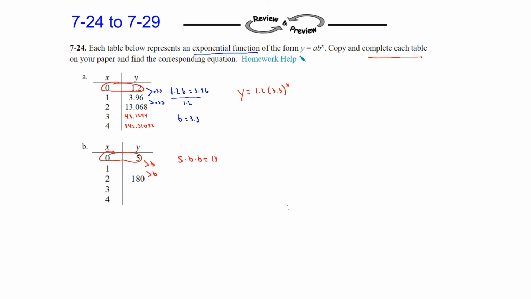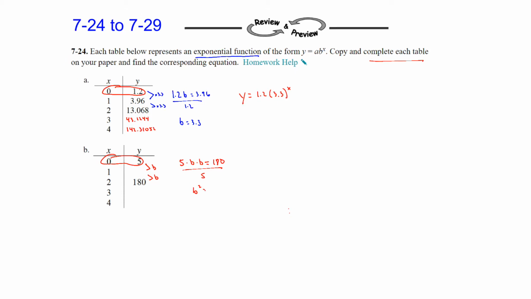again should equal 180. And so we can divide both sides by 5. And b times b is b squared. So we actually get b squared equals 36. And so what times itself gives you 36? Or you can take the square root of both sides, and we get b is equal to 6. And technically it's going to be plus or minus 6, but because it's a multiplier, you can see our numbers are going up here, we're going to get 6.